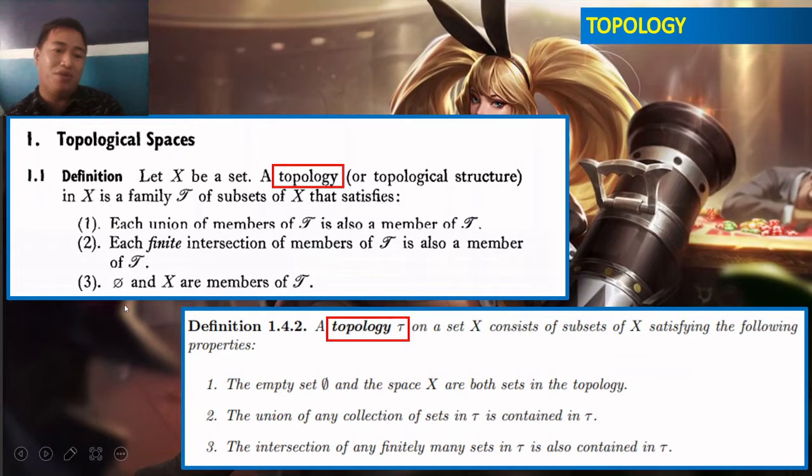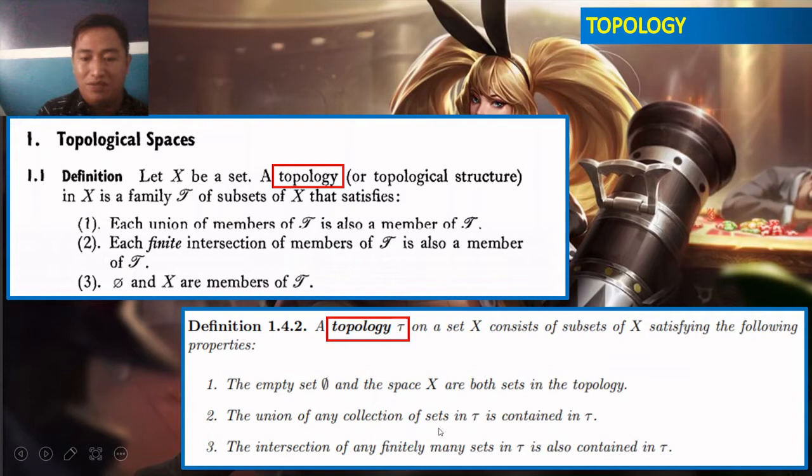And then number three, the empty set and X are members of tau. So, in other words, kanina na siya dili sa ubos. So, first, the empty set and the space X are both sets in the topology. So, number three, same na siya sa 1 of 3. Number two, the union of any collection of sets in tau is contained in tau. That's the same with number one.